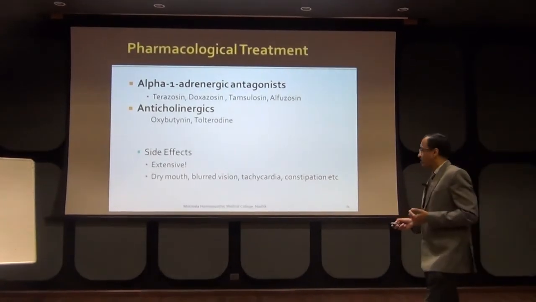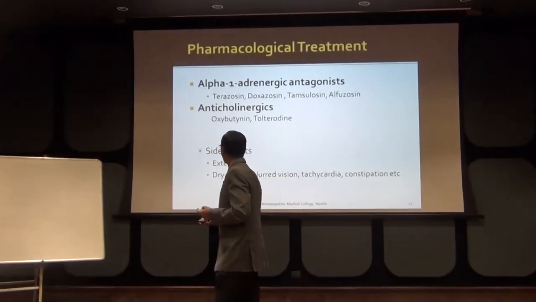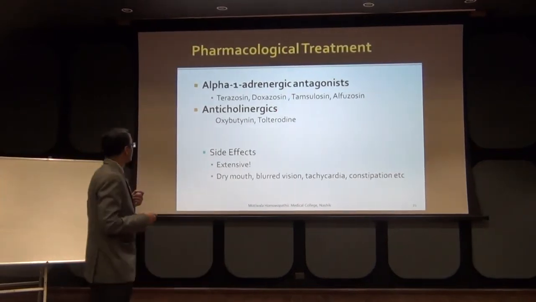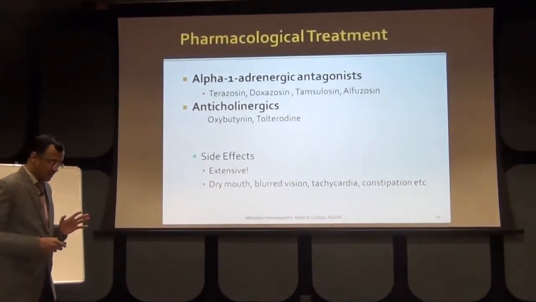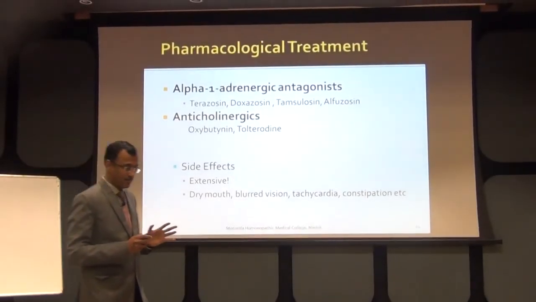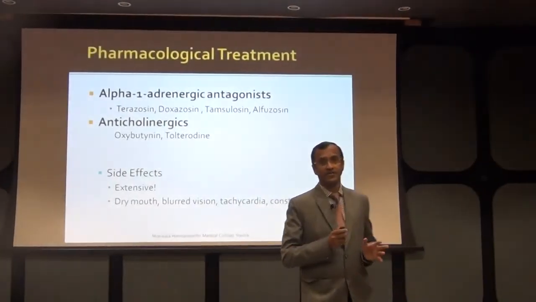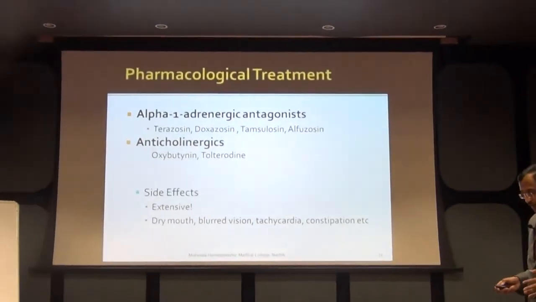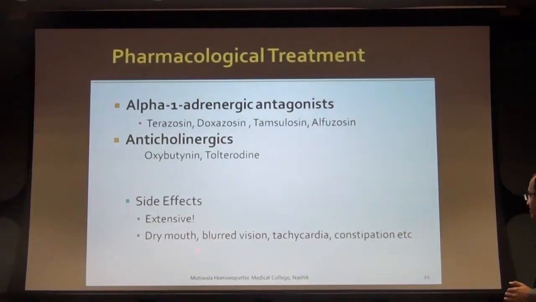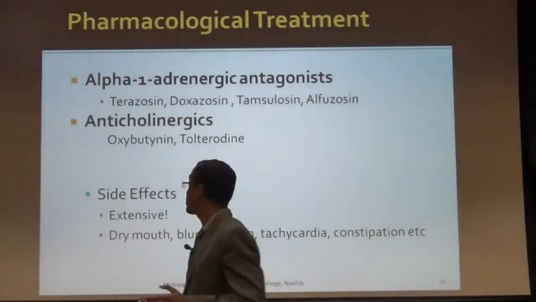In modern pharmacology, there are two levels of treatment that have been carried out. One is at the level of alpha-1 adrenergic antagonists and certain anticholinergics. But both of these drugs have a lot of side effects, and they are very extensive. They can present as dry mouth, blurred vision, tachycardia, constipation, hypotension.